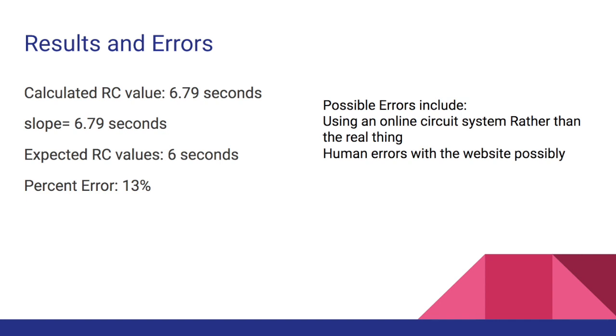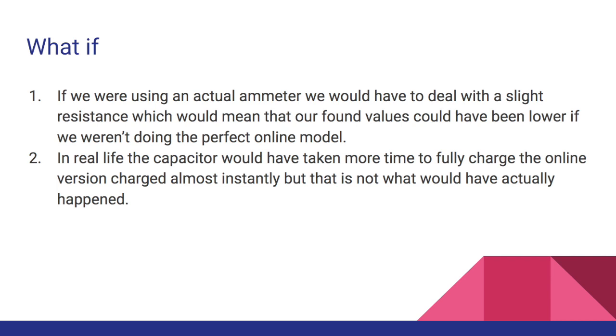In this lab, there could have been a few causes of error. There could have been any type of human error. I only ran one trial, and it was not a real model. It was an online model that did not account for real-world scenarios. If I was doing this lab in real life, the ammeter would have a small amount of resistance, so the circuit reading could be slightly lower.